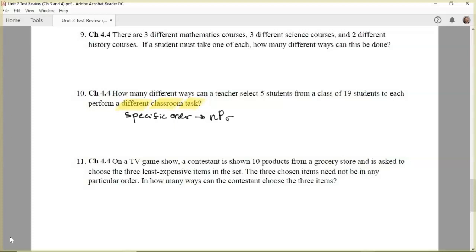Versus if the teacher had every student do the same thing, I want you all to just organize the desk. Doesn't matter who you pick because we're all doing the same thing. So we have to think about this, it is very specific.